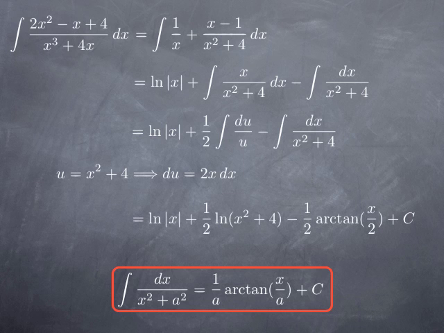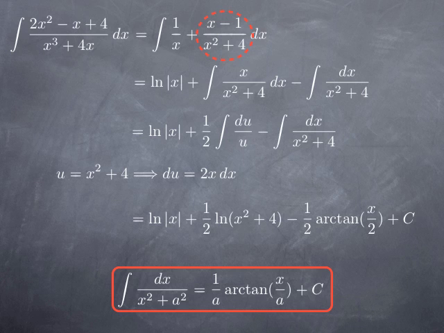So we obtain natural log of absolute value of x plus 1/2 of natural log of absolute value of u, but u is x squared plus 4, which is positive, so we get just 1/2 natural log of x squared plus 4. And then for the last integral, we simply have something that matches this formula in the case where a is 2, so we get 1/2 arctangent x over 2, up to a constant.